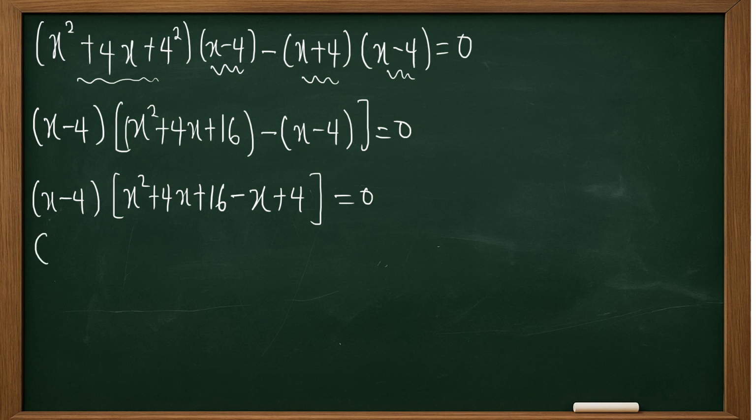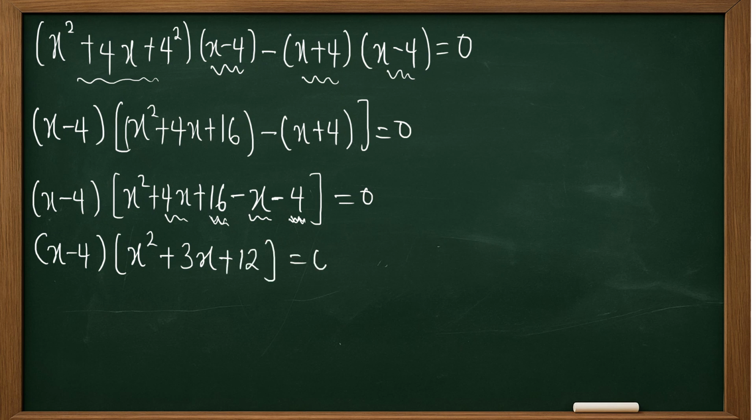Now simplifying further, here I'm going to have x minus 4. In the parentheses, I'm going to have x squared. 4x minus x is going to give me plus 3x plus 16 plus 4. Oh, this is x plus 4. So this is going to be x minus 4. So here I'm going to have x minus 4. So plus 16 minus 4 is going to be plus 12 equals to 0.